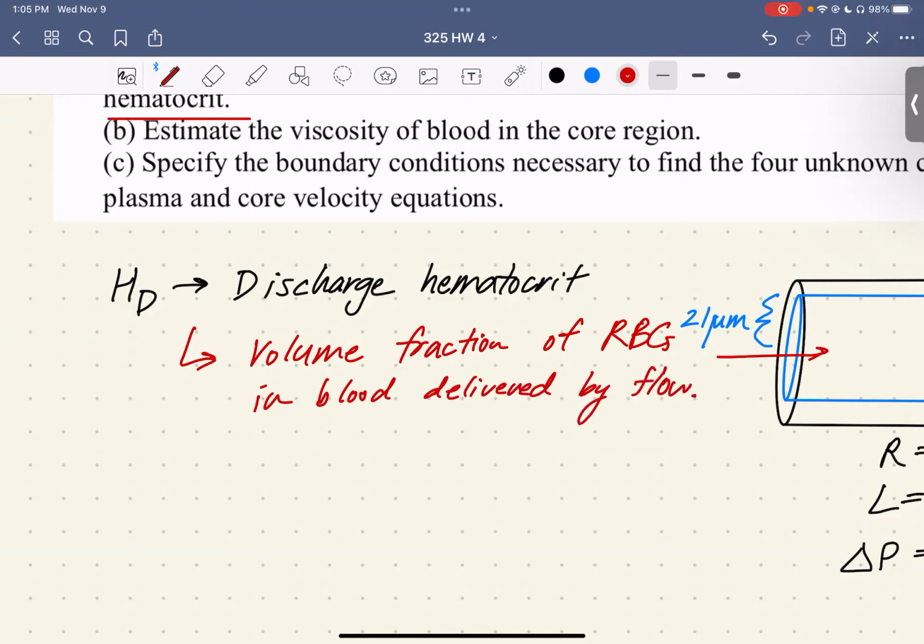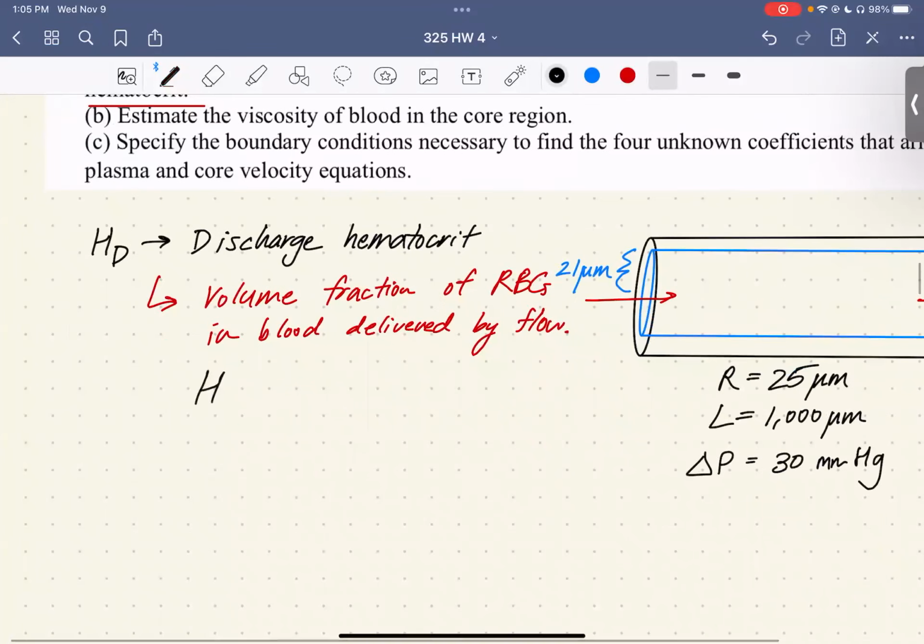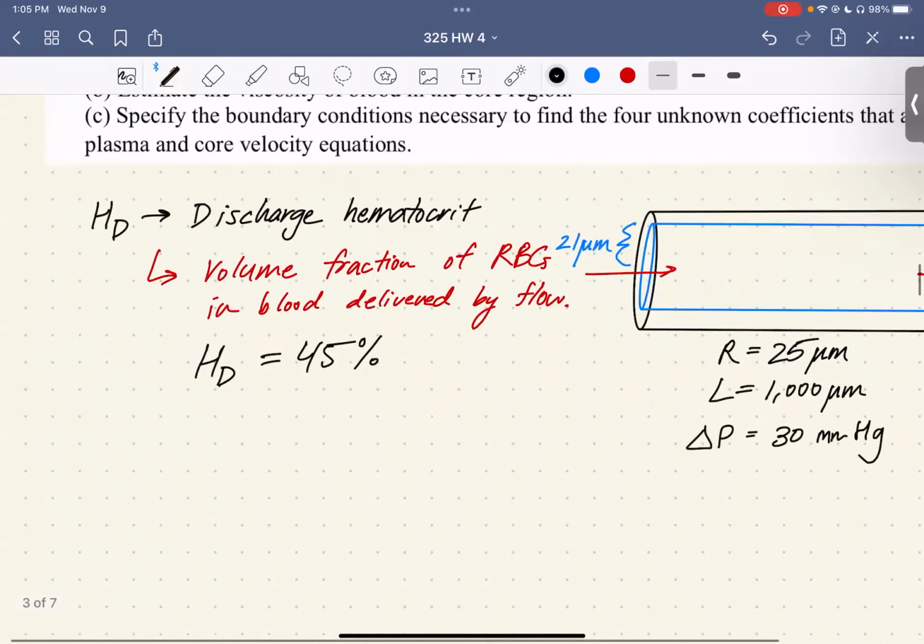And essentially, this is velocity dependent, right? So if we have a faster velocity, we can expect a higher discharge hematocrit. And if we have a slower velocity, we can expect a lower or even sometimes almost zero discharge hematocrit. You can think of it as how much of the flow is discharging the amount of red blood cells, like that volume fraction, right? So just keep that in mind. We also know that the discharge hematocrit for this question is 45%.